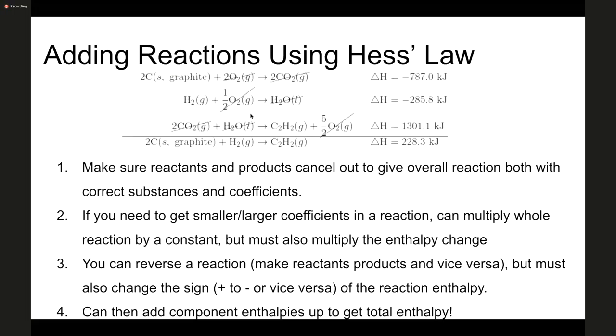You can switch the reactants and products, basically putting them on different sides of the arrow than they're originally on, and then you're going to want to change the sign of the enthalpy.